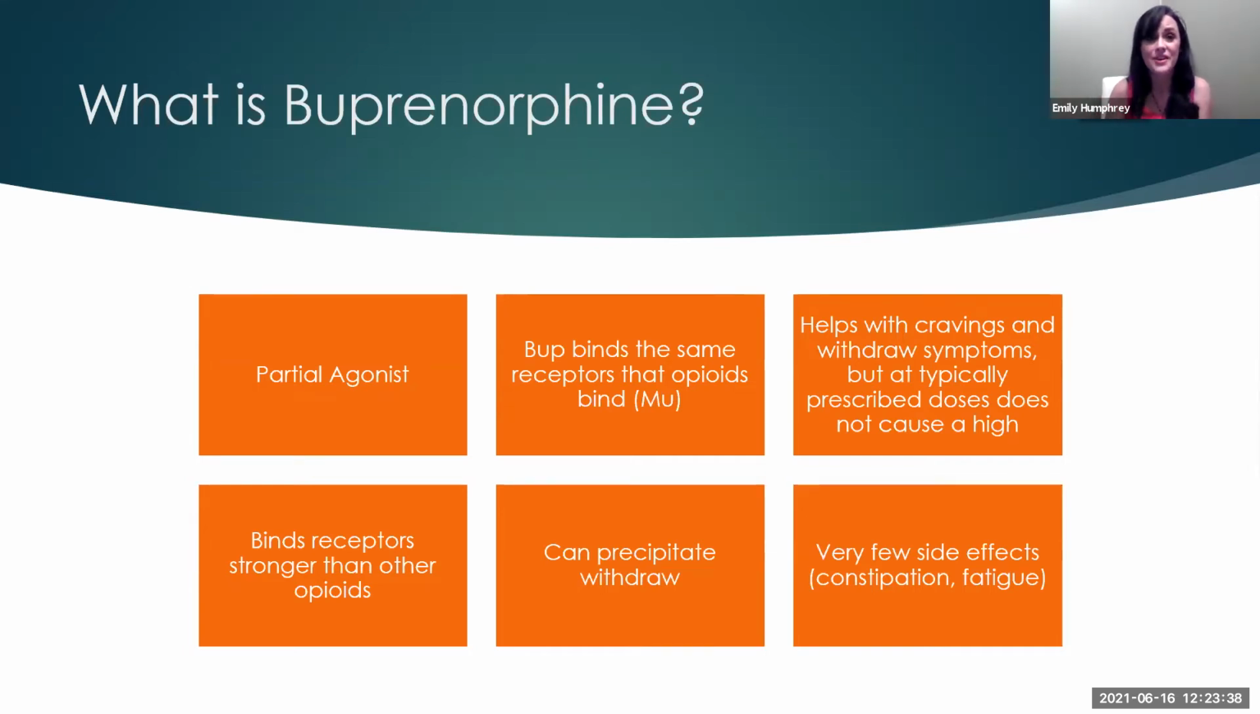Great news is there are very few. Constipation is one of the main ones because it's fighting those opioid receptors, right? So just like any other opioid, sometimes there's fatigue, especially early on while we're adjusting the dose. Sometimes a little headache, but that's not even that common.